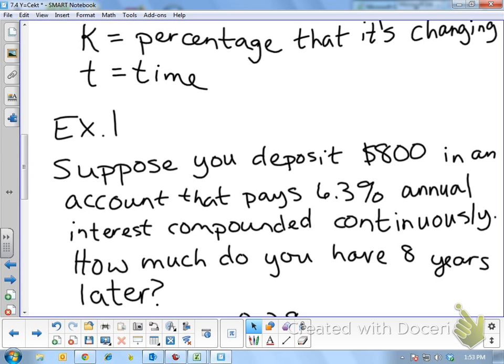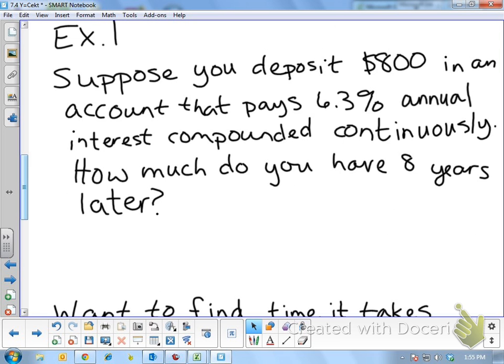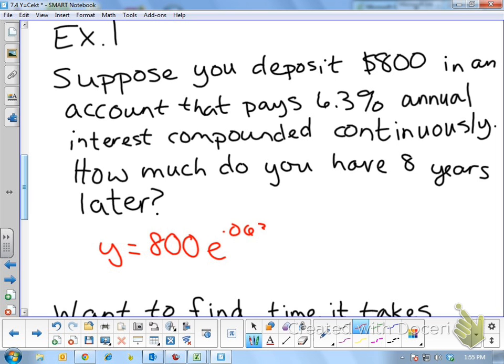So I want you guys to also solve this problem. Did you get a really big number? They were just talking about the rate. Do we plug in 6.3 as K? No. What do we plug in? 0.063. We do have to change it to the decimal version. So we should be plugging in 800 e to the 0.063 times 8.